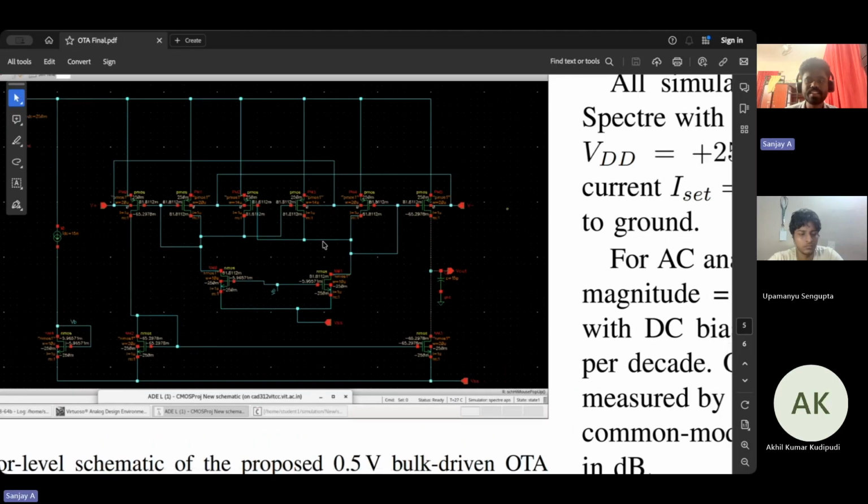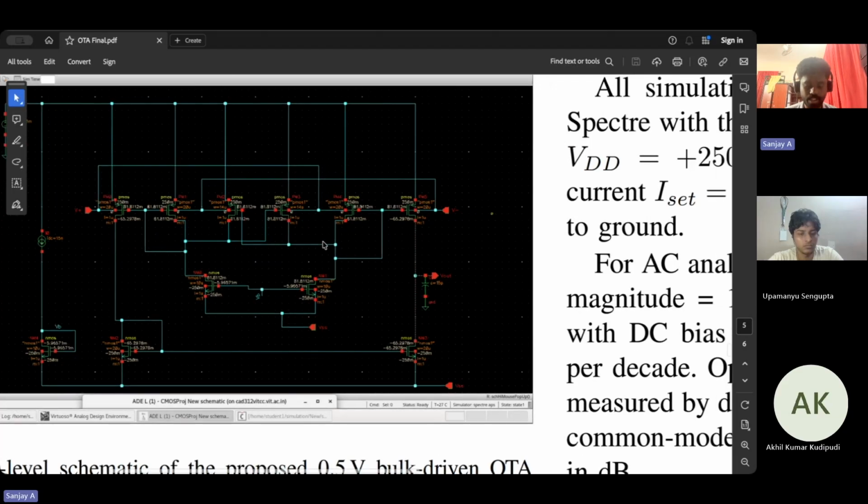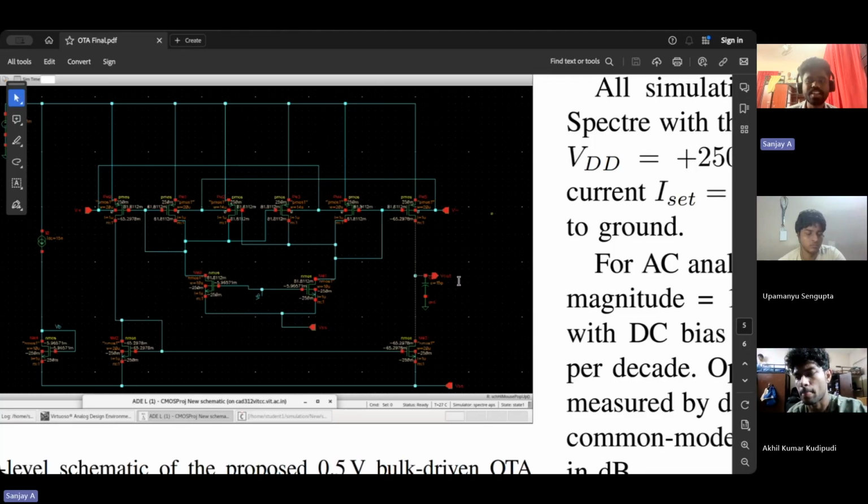This represents a realistic electrode interface capacitance in a biomedical application. For AC analysis, I applied a differential AC stimulus of 1 volt magnitude at V plus and 1 volt at 180 degree at V minus with DC bias at 0 volt. Open loop gain is read as dB20 of V out by V in. Frequency sweep from 0.1 Hz to 100 kHz, 100 points per decade, wide enough to capture the flat band gain, the minus 3 dB corner, the unity gain frequency, and the phase margin.